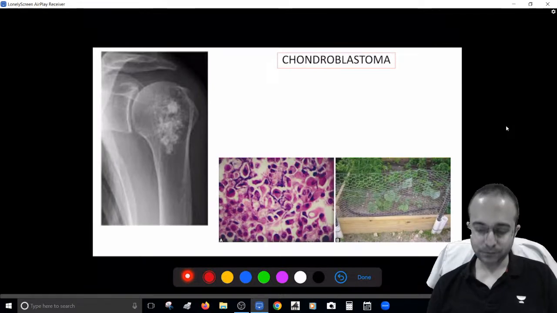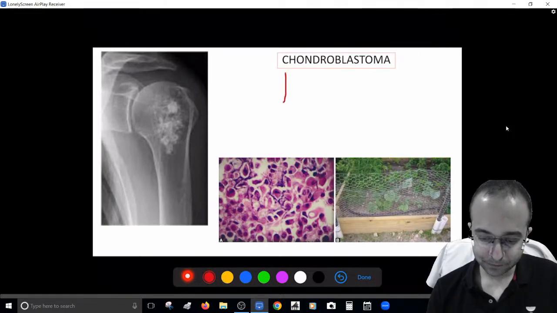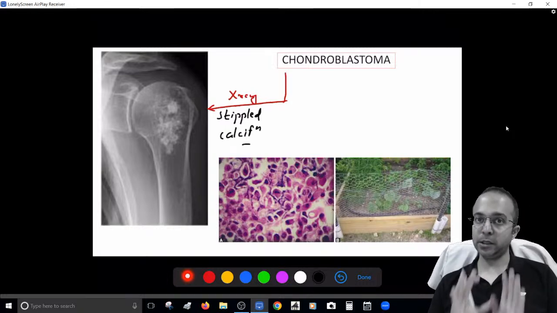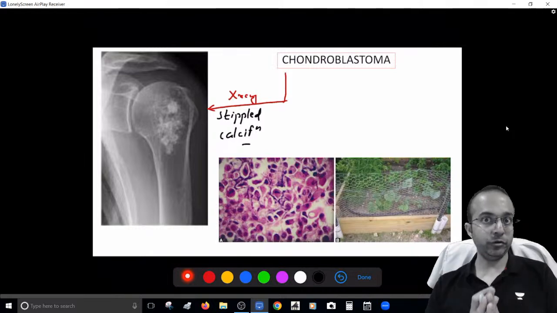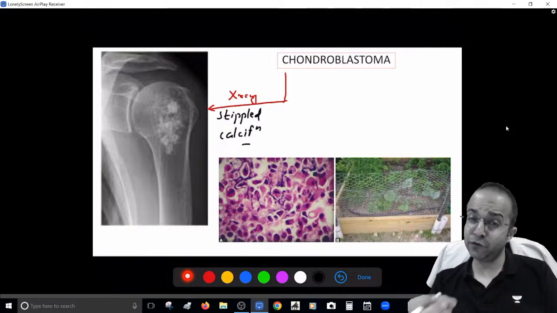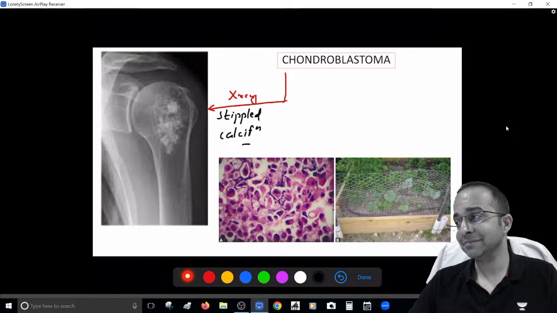See, chondroblastoma. This is what you see on the X-ray, that the examiner was mentioning to you, stippled calcification. And cartilage tumor, calcification. Characteristic. Calcification means it's a cartilaginous tumor.